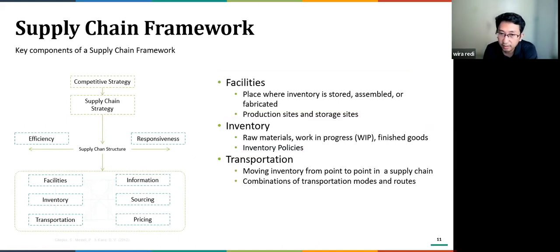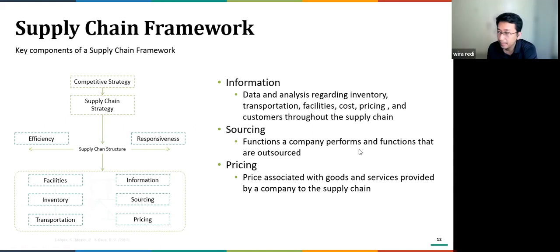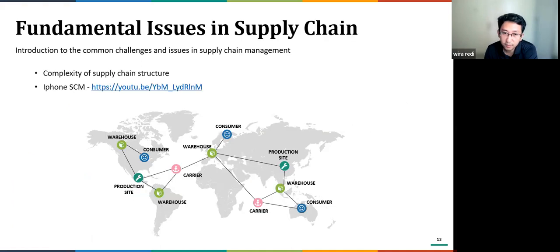Okay, so you can read those slides. I think some of them will appear in the quiz, including this one: information strategy, sourcing, and pricing. And for the final slides about the supply chain overview, we will have a discussion about one of the most common challenges in supply chains.